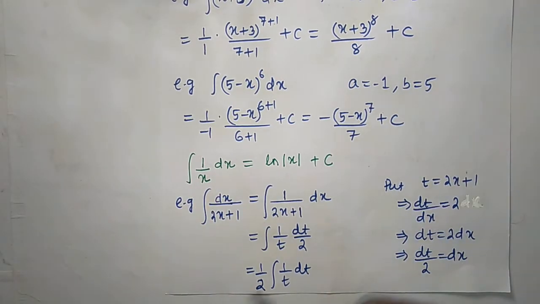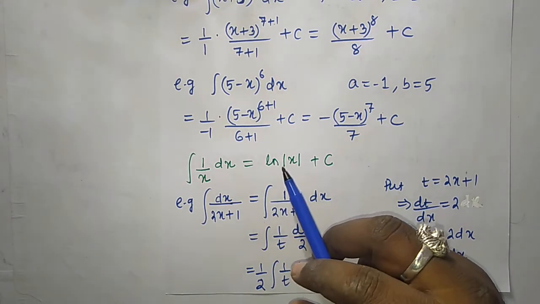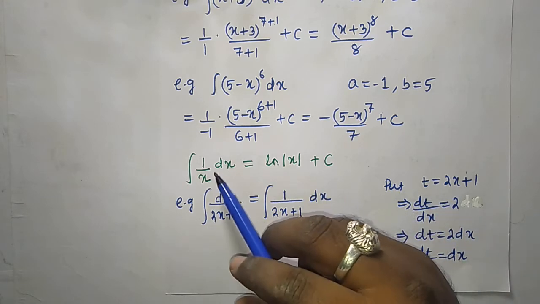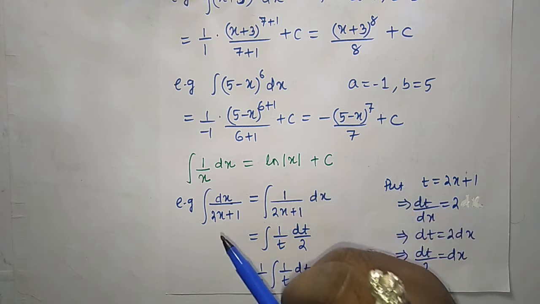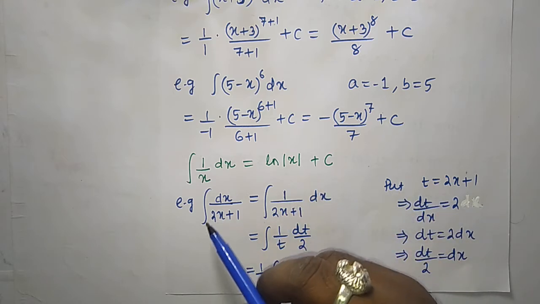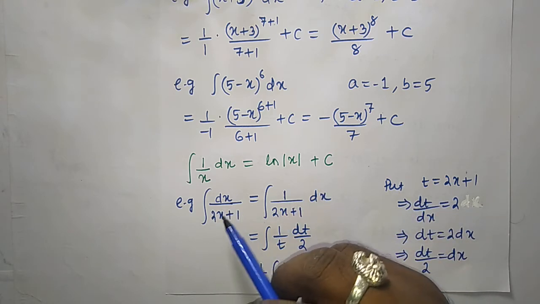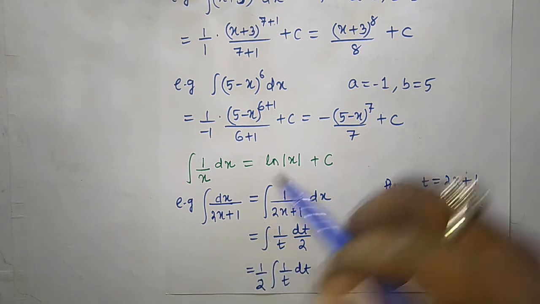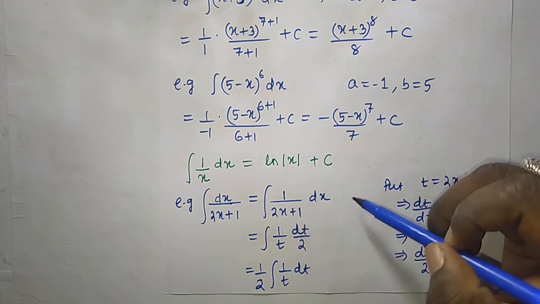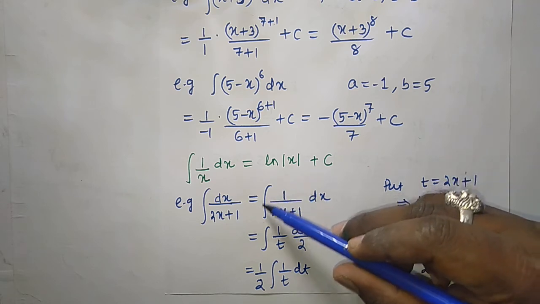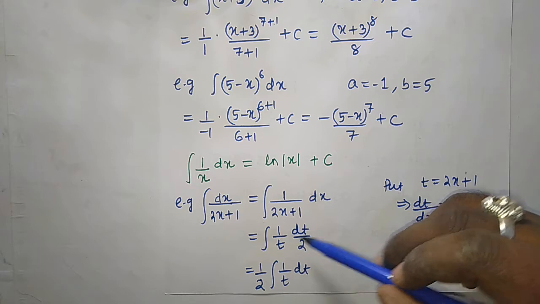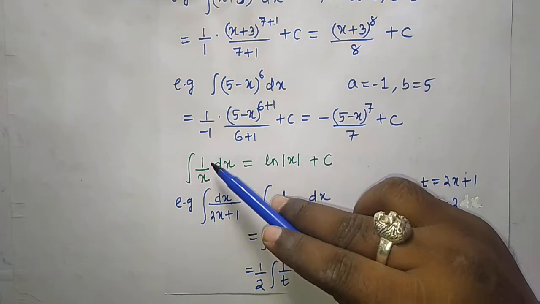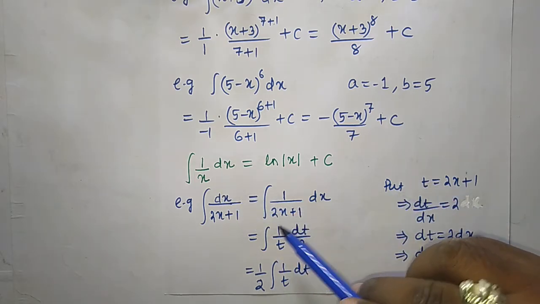We know integration of 1 by x is what? ln mod x plus c. Now here one example is there: integration of dx divided by 2x plus 1. dx divided by 2x plus 1 means 1 by 2x plus 1 into dx. That means we have to find the integration of 1 by 2x plus 1. Now 1 by 2x plus 1 is in this 1 by x form. In place of x, 2x plus 1 is there.